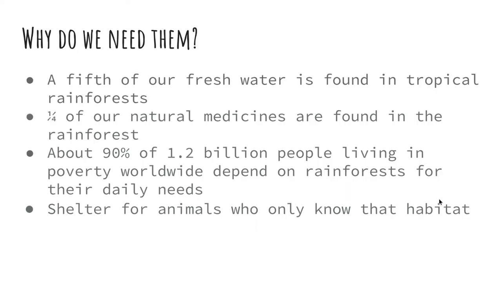Why do we need tropical rainforests? A fifth of all of our fresh water is found in tropical rainforests. A quarter of our natural medicines are also found in the rainforest. About 90% of the 1.2 billion people living in poverty worldwide depend on the rainforest for their daily needs. And this also includes different products from the rainforest that get imported to different parts of the world. 57% of tropical rainforests are also found in developing countries.